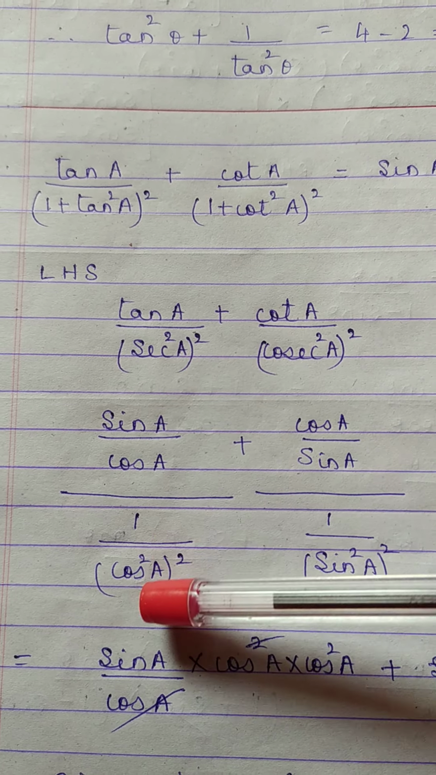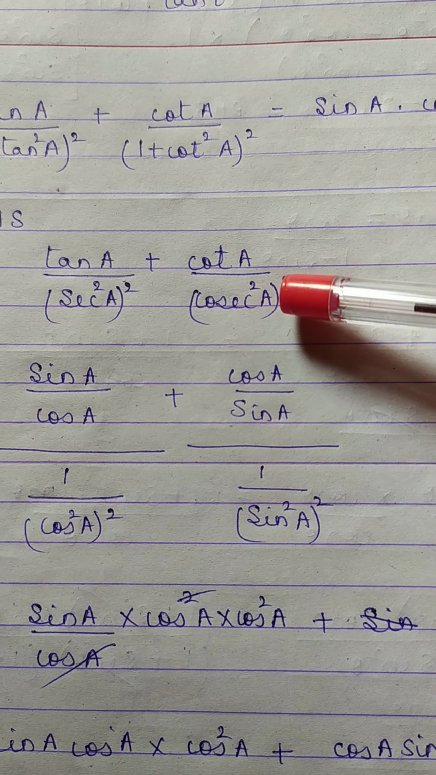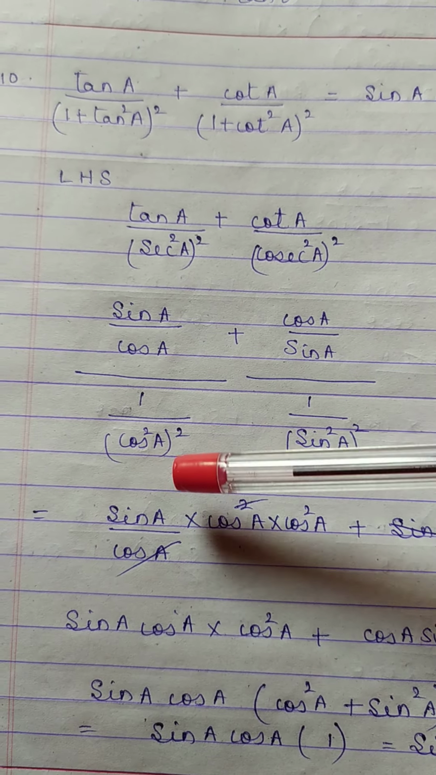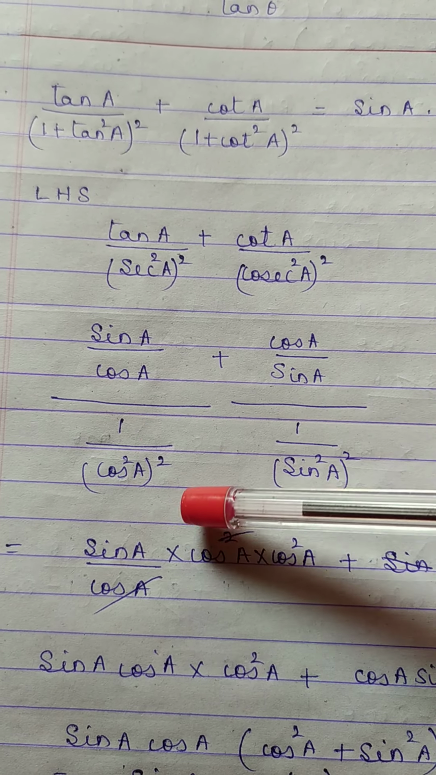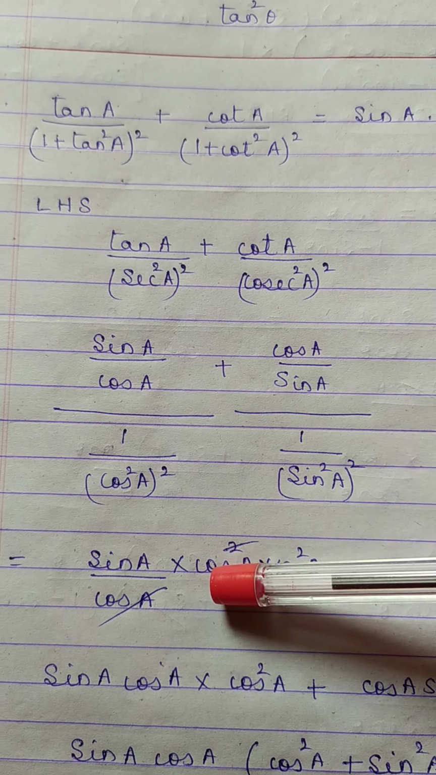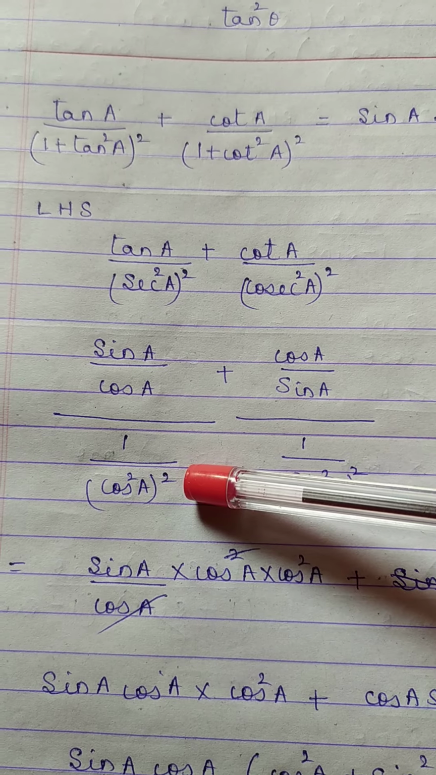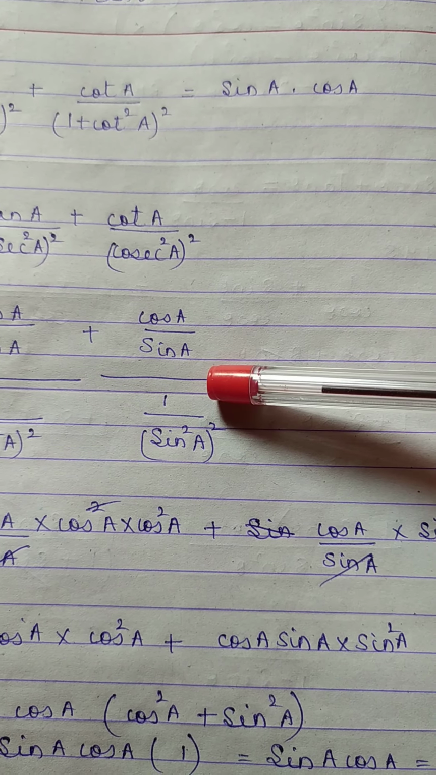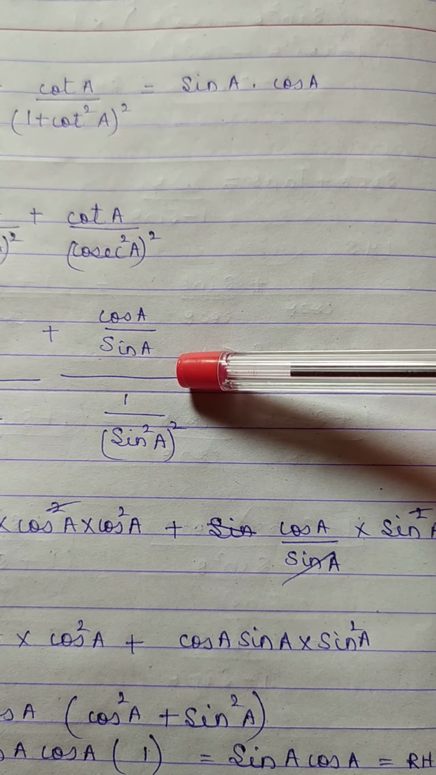Secant square is 1 by cos square, the whole square. Same way cot is cos by sin. Cosec is 1 by sin square and the whole square. Now sin A by cos A, now divided by this means when I multiply, this comes to the top, reciprocal. So into cos square a into cos square a. Why cos square a 2 times? Because cos square a is raised to 2 here. Plus cos a upon sin a, now this sign is not there, it is cancelled. Cos a upon sin a.